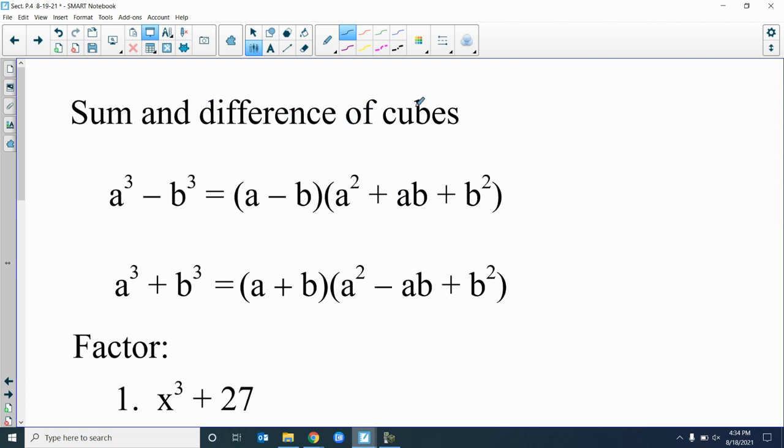Sum and difference of cubes. Special cases here. If you have something of the form a cubed minus b cubed, it can be factored into the following case. A minus b times a squared plus ab plus b squared. That's a difference of cubes. A sum of cubes can be factored, whereas a sum of squares, which we talked about yesterday and a little bit today, cannot. It factors into a plus b times a squared minus ab plus b squared.